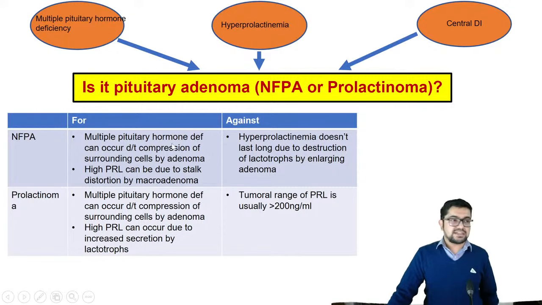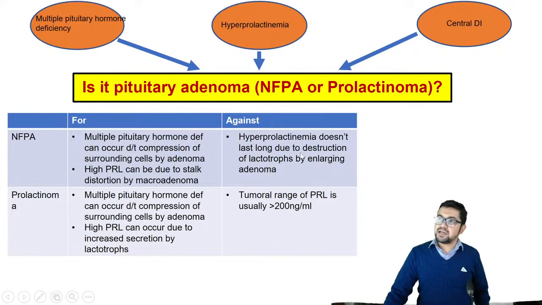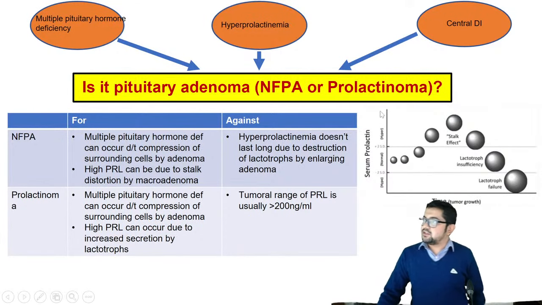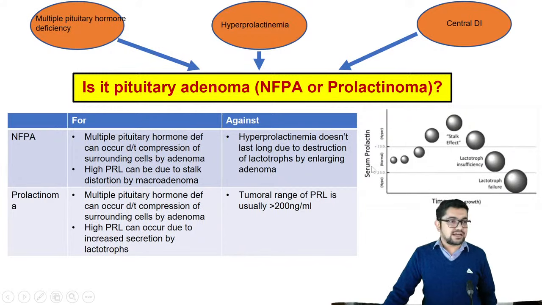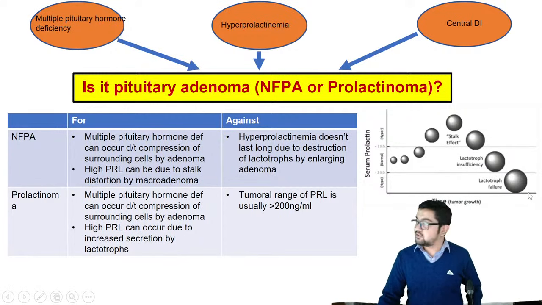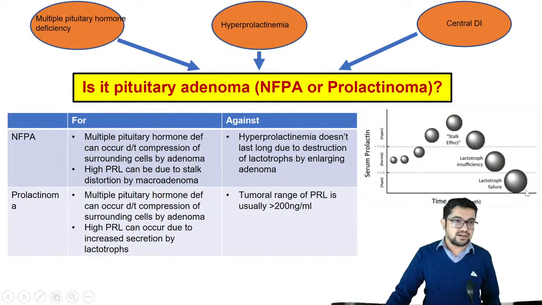However, the point against NFPA was that the hyperprolactinemia in a non-functioning pituitary adenoma does not last long, because, as shown here, the y-axis shows the serum prolactin levels and the x-axis shows the time. As the tumor enlarges in size, it causes distortion of the pituitary stalk and disinhibition of lactotrophs, leading to hyperprolactinemia. But when the tumor substantially increases in size, it also starts destroying the lactotrophs. So the high prolactin is not sustained for a long period of time.